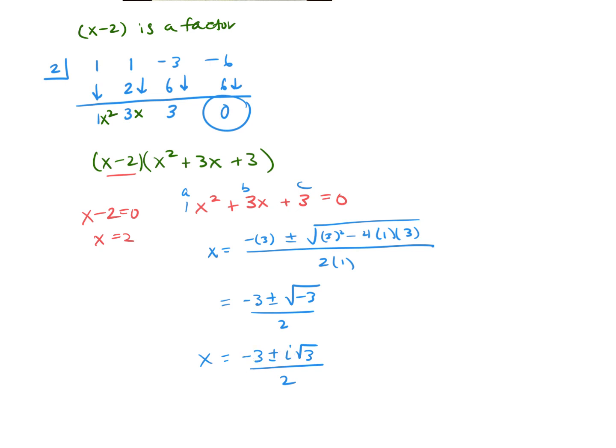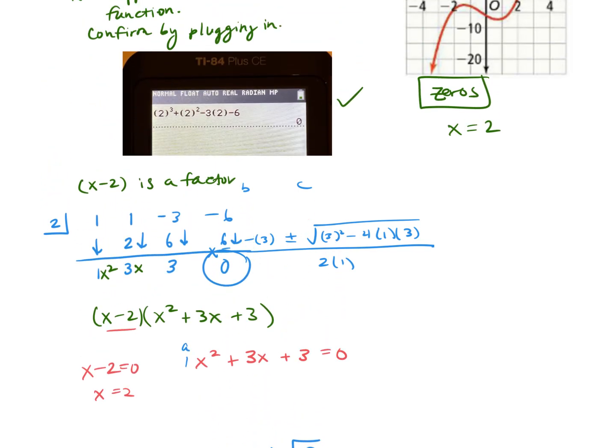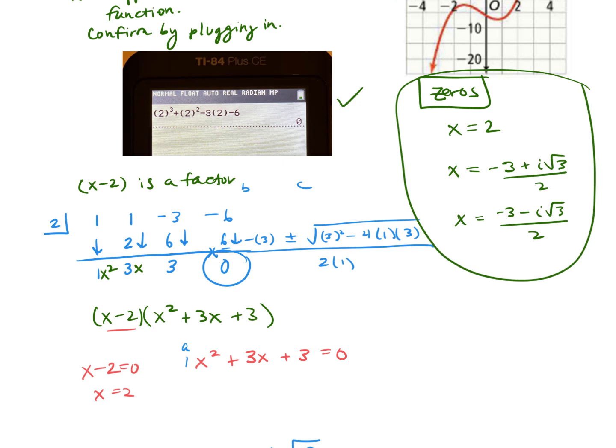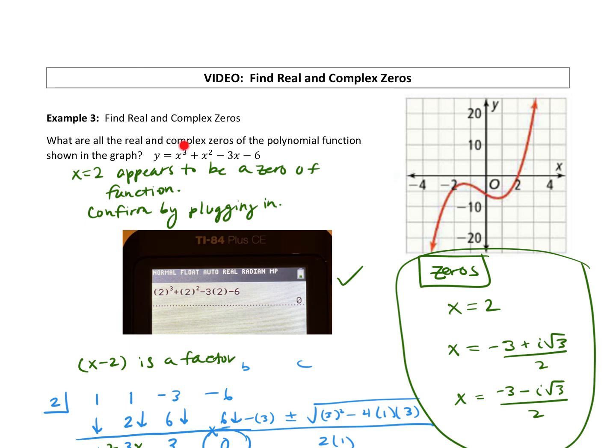So if we go back to the top, we can add to our list the zeros. We have x equals 2. We have x equals negative 3 plus i root 3 over 2. And we also have x equals negative 3 minus i root 3 over 2. Those are the zeros of the function. This first one is real, and these two are complex. But if you notice, we have 1, 2, 3 total zeros, combining the real and the complex ones, which makes sense when we have a polynomial raised to the third power.